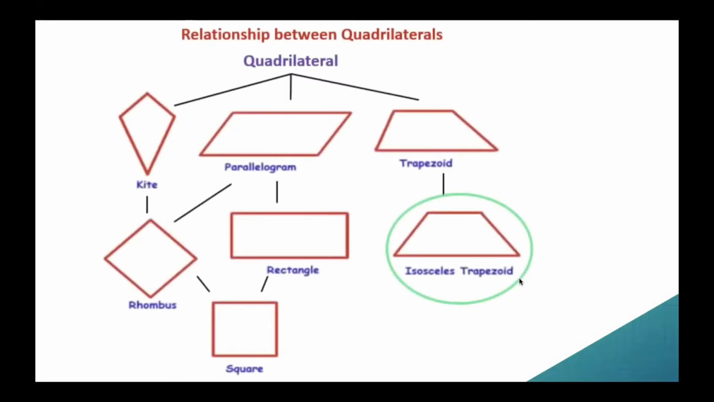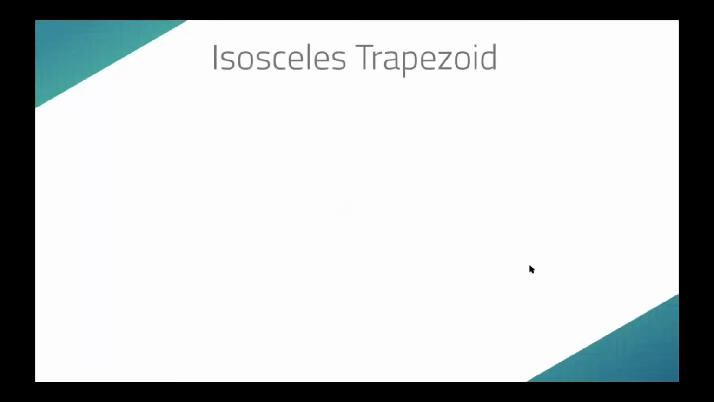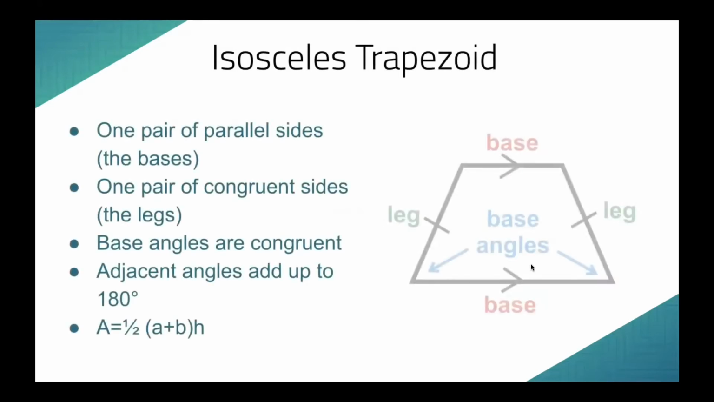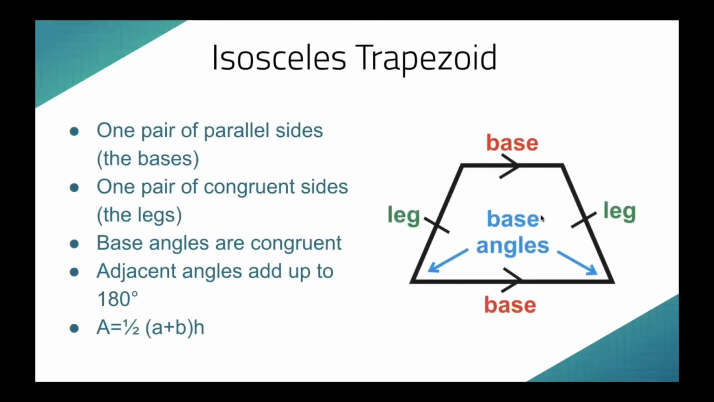Next, we have isosceles trapezoid. So an isosceles trapezoid is also a trapezoid, but it's different in that the legs are congruent to each other. So that's why it's called isosceles. For example, you have an isosceles triangle, which also has congruent legs. So this isosceles trapezoid has congruent legs. And it still has one pair of parallel sides, which are the bases. The bases are still parallel, even though the legs are congruent, but the legs are not parallel to each other.